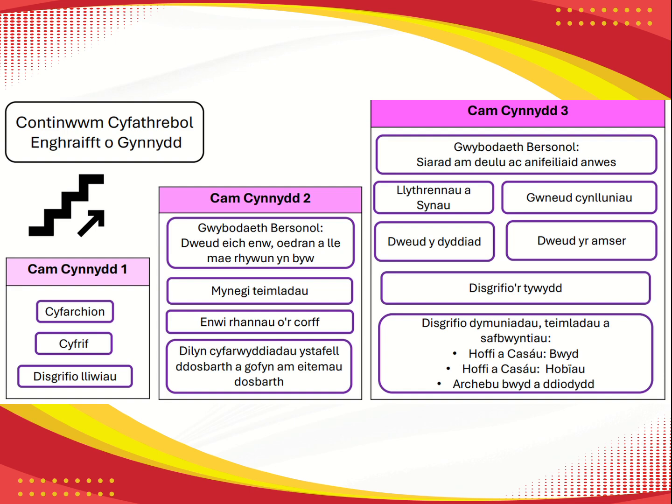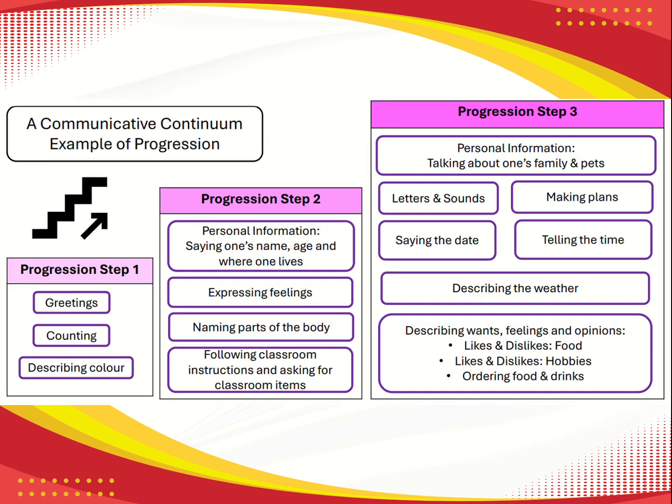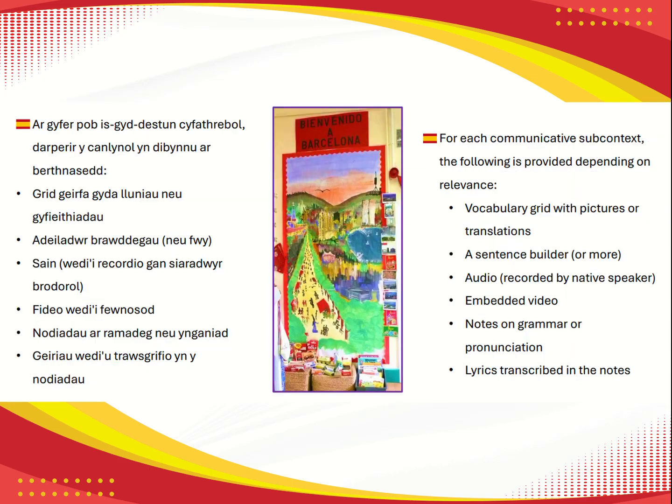This is one example they provide of one school where they have decided to place the different communicative subcontext in this way in terms of progression step 1, 2 and 3. But you would need to think about the way your classes line up, whether you have mixed year 4, 5, 6 classes and so on, how you might divide up the contexts.